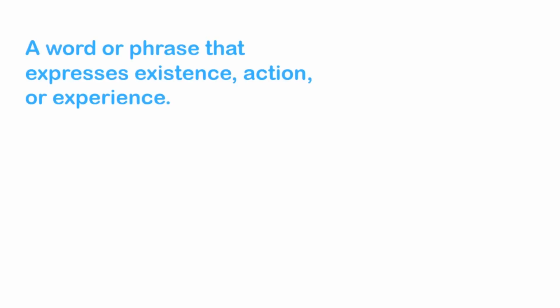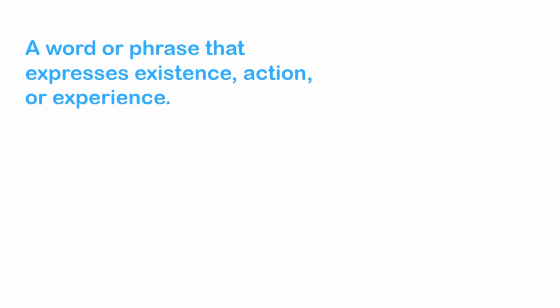What is a verb? A verb is a word or a phrase that expresses existence, like my brother is in his room, or an action, I go to school every day, or an experience, I feel sad. So, in those sentences, it actually has a verb in it.